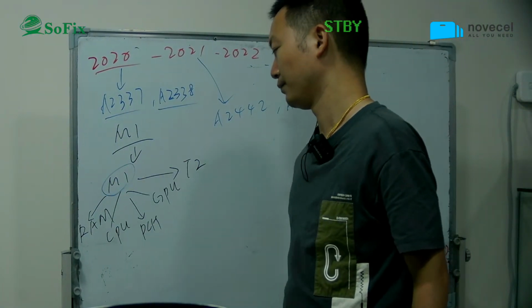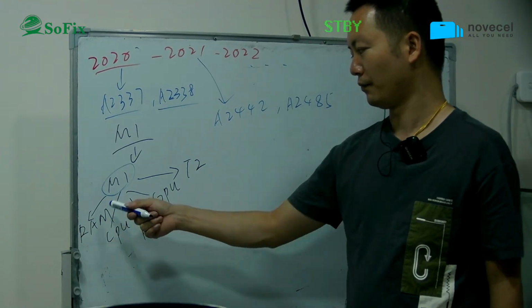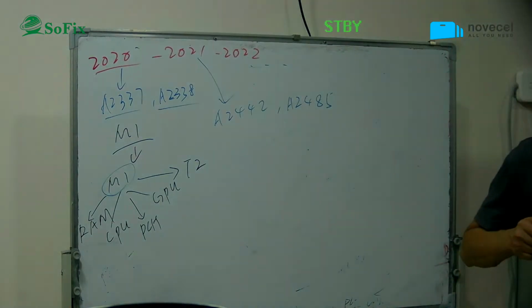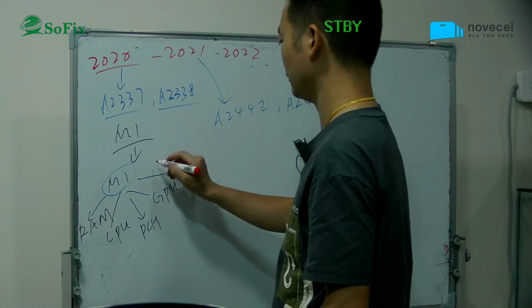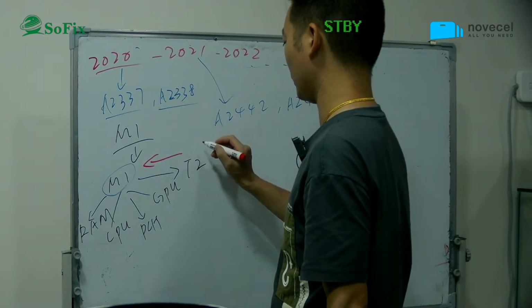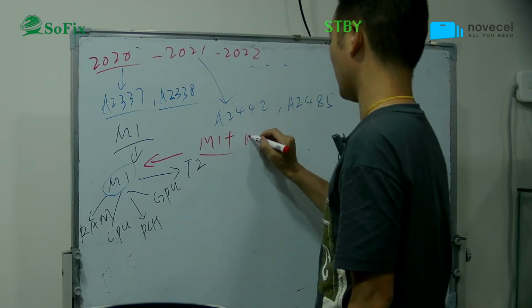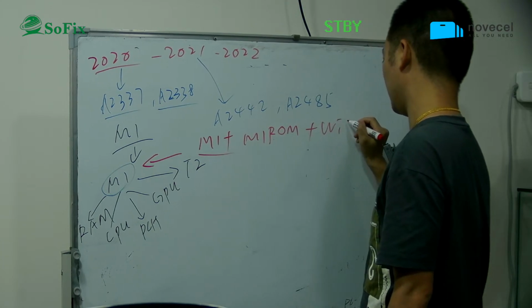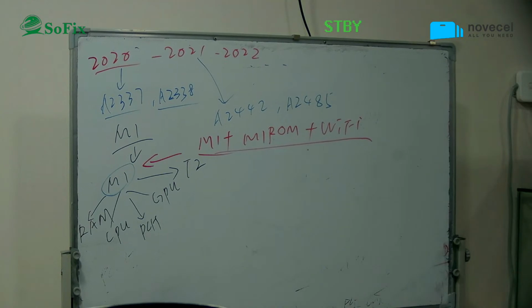So the CPU, PCH, GPU, T2 and the RAM are all inside the M1 chip. Just the M1 chip controls the power, one socket. So you can see the M1 model is an M1 plus the M1 ROM and the Wi-Fi chip. So this is about the M1 model.